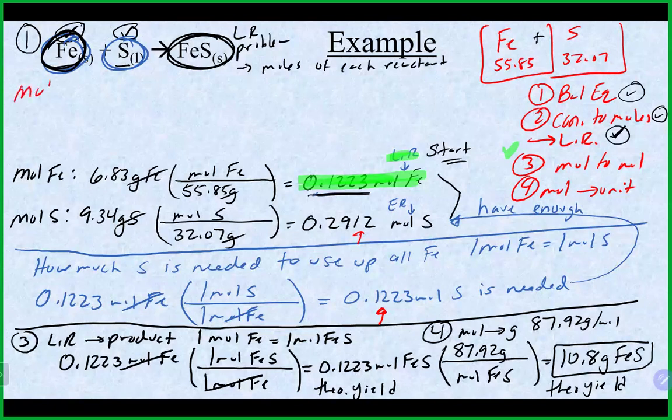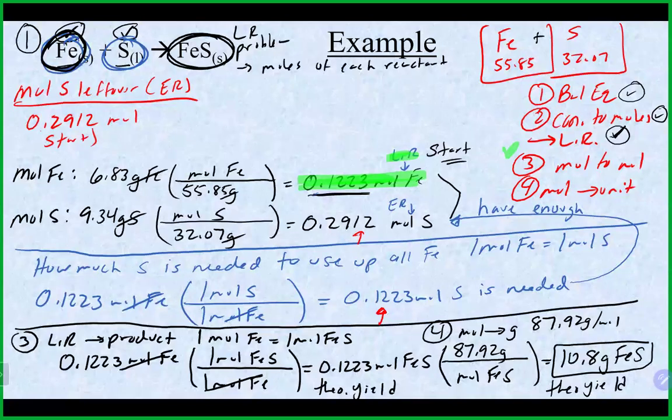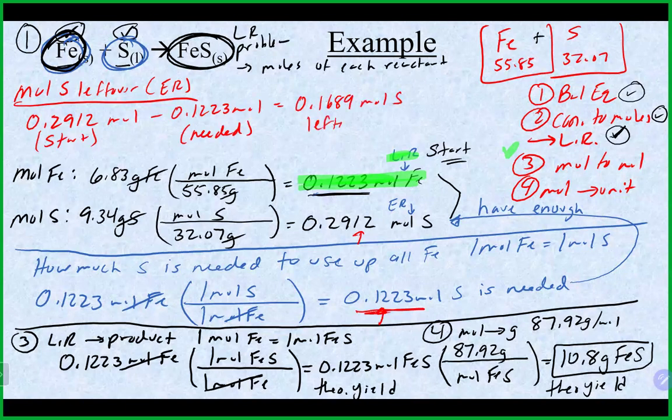So in this case, the moles of sulfur that's left over, which is our excess reagent, would be our starting amount of sulfur, 0.2912 moles. Again, that's what we started with. We did our calculation here earlier that told us how much we needed, which was 0.1223 moles needed. And if we subtract those two, that will tell us how many moles are left over. We have approximately 0.1689 moles of sulfur that's left over.